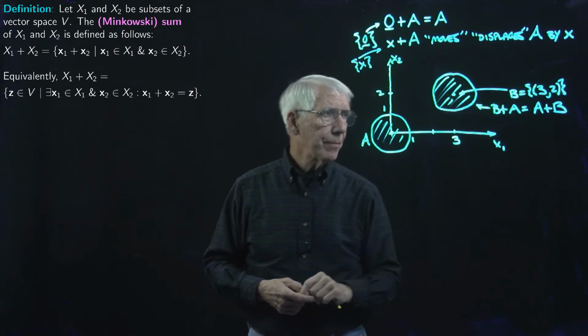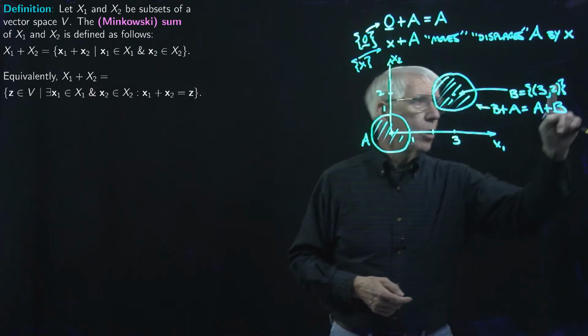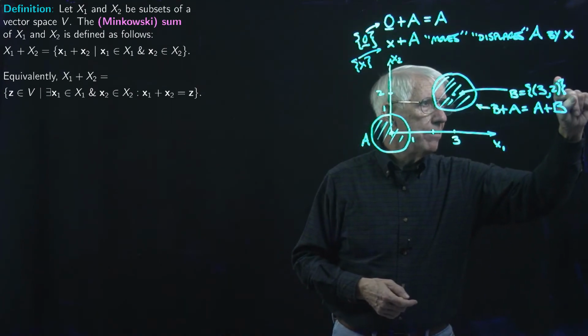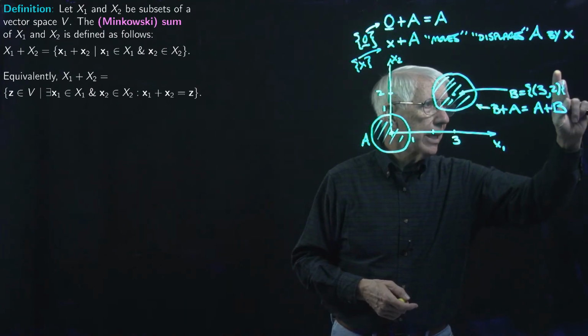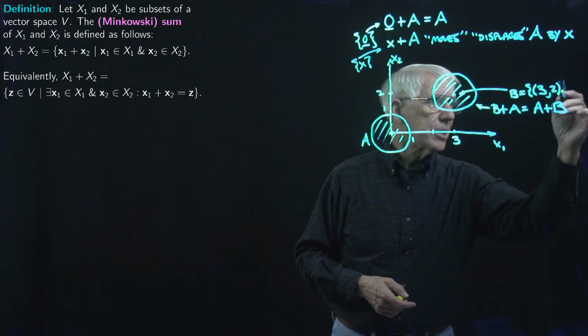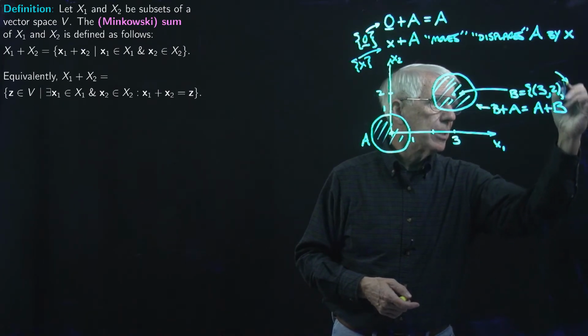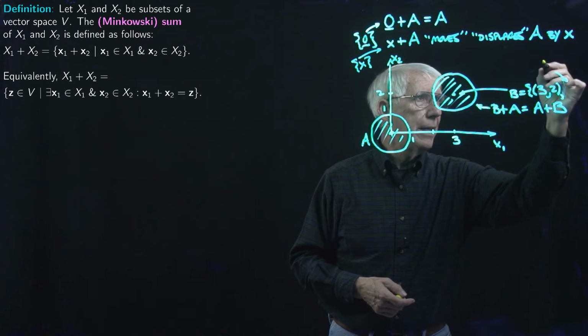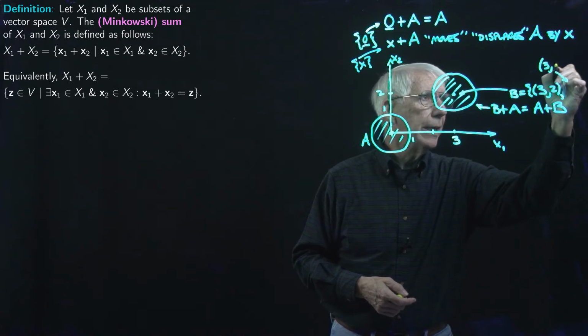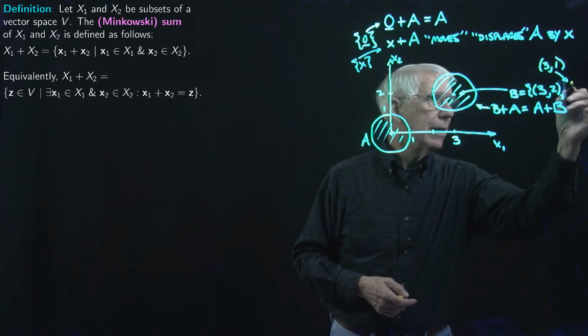A and B. Now let's suppose that the set B, let me just take this off, and let's add in here, I didn't leave myself enough space, so I add in here the vector (3, 1).